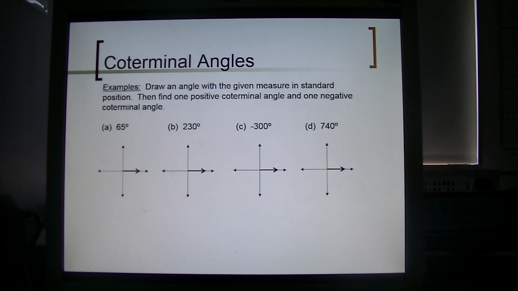Just draw the original and calculate the positive and the negative coterminal angle. Take a couple minutes with this without talking.